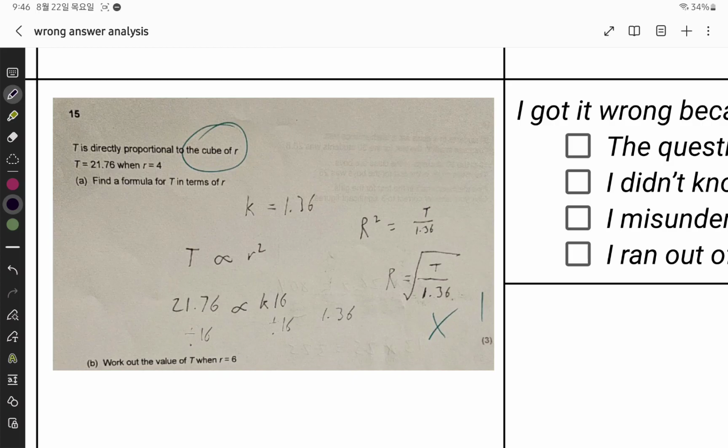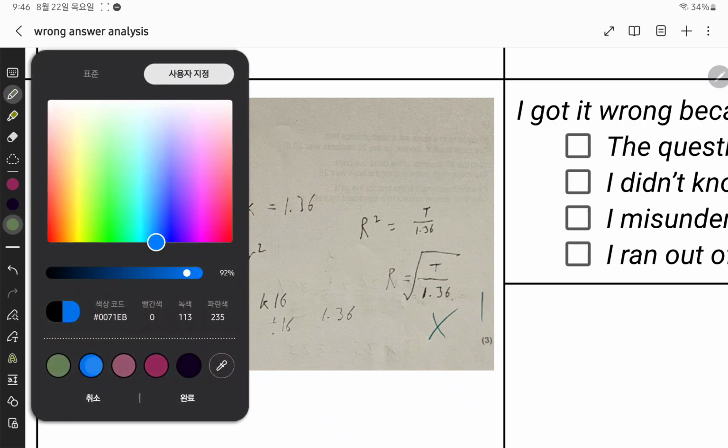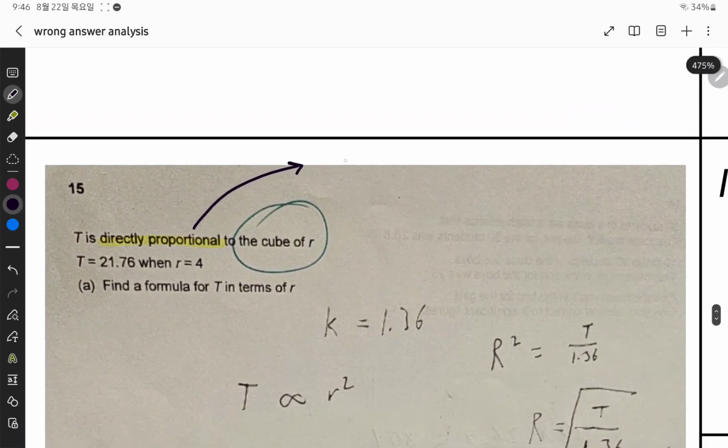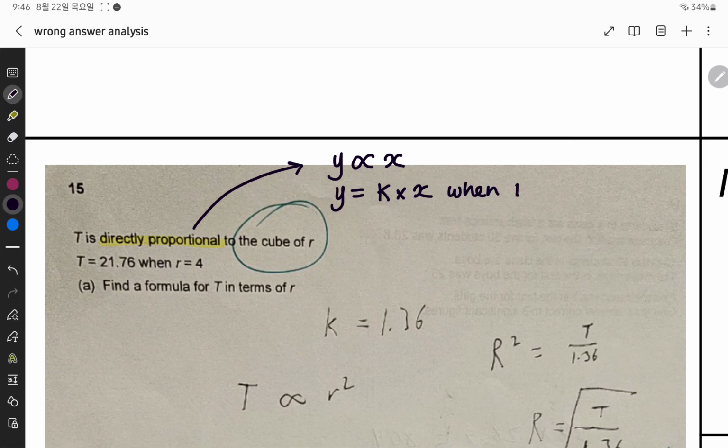So the first thing we need to understand is the concept of being directly proportional. When we say something is directly proportional to something else, we can say that y is directly proportional to x, and we write it like this. We also say that y is equal to k times x, when k is a constant.